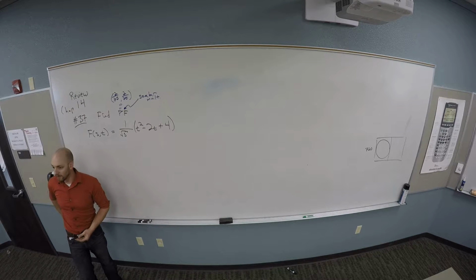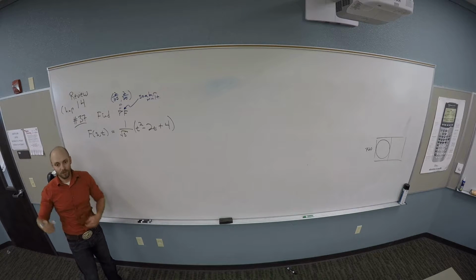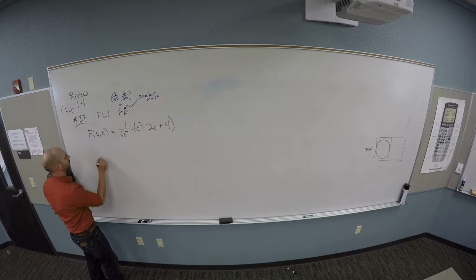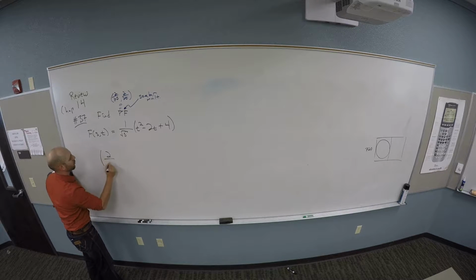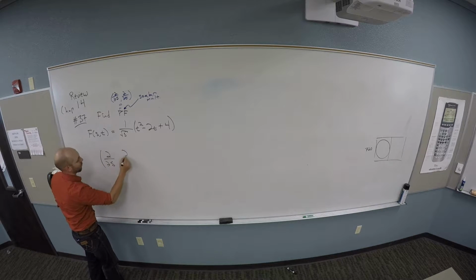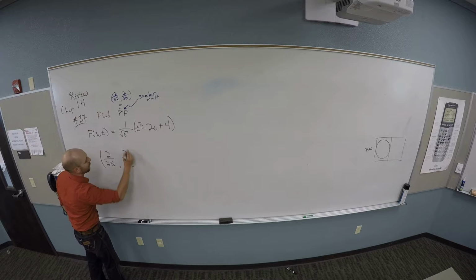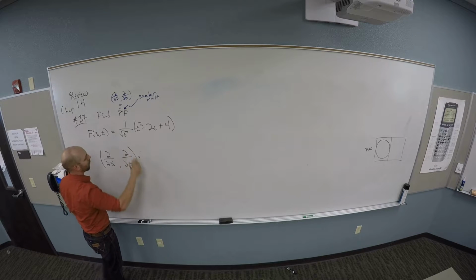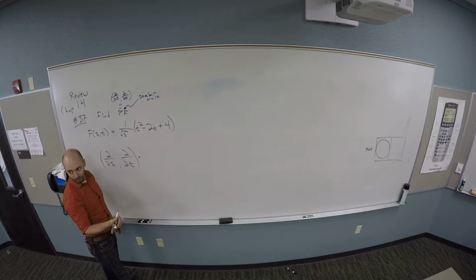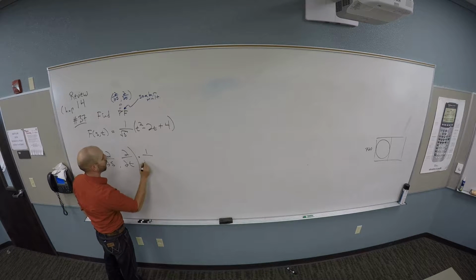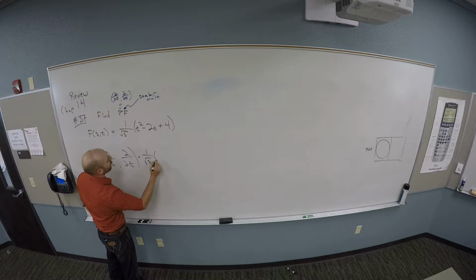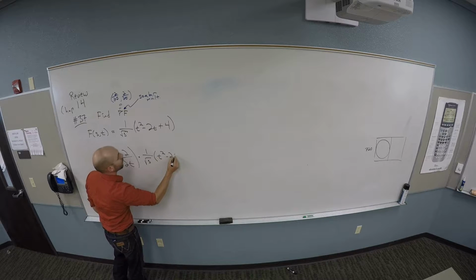So to write this down in our kind of end of class notation, I'm doing the vector partial with respect to S, comma, partial with respect to T, and I'm scalar multiplying by the formula for F. And so that's 1 over the square root of S times T squared minus 2T plus 4.